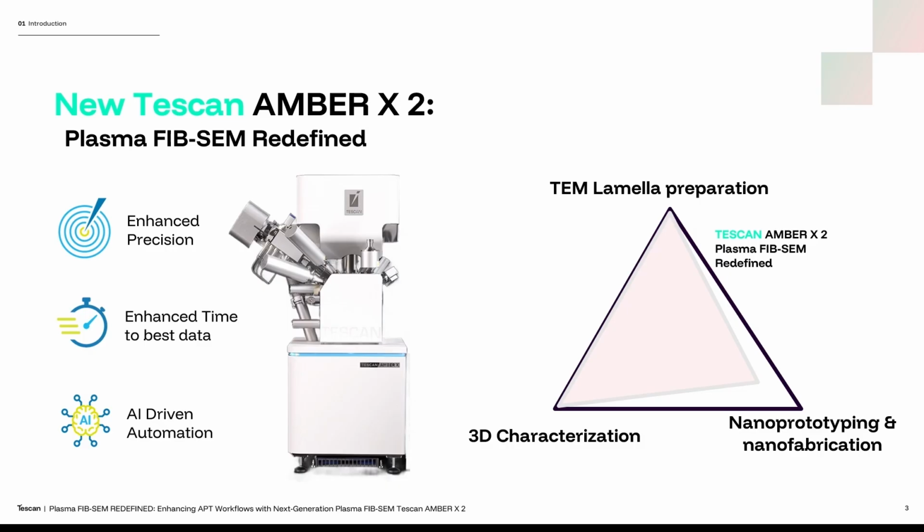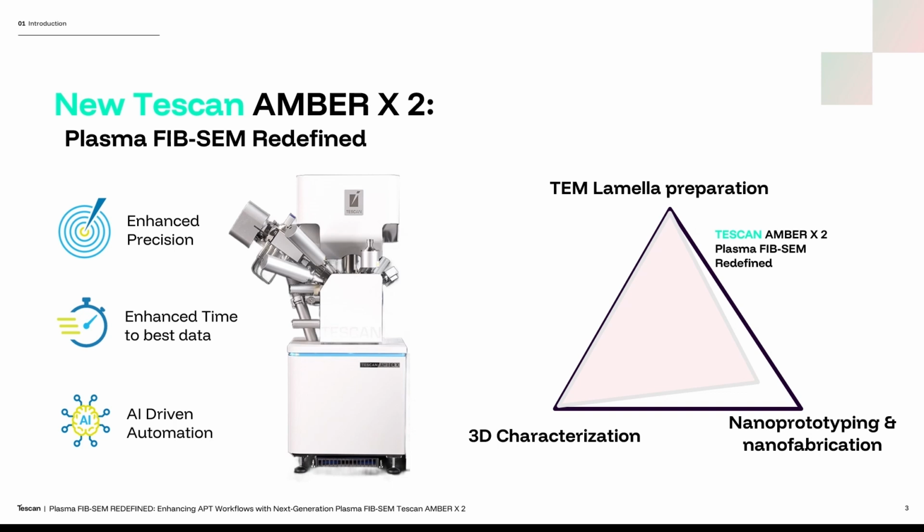We went deep into the core limitations and began pushing the technology further, refining beam quality, improving low kV resolution, and minimizing the noise that once limited precision. Our goal wasn't just incremental improvement, it was to break the compromise altogether. That work led to the development of AMBER X2. It's not just an iteration, it's a leap.